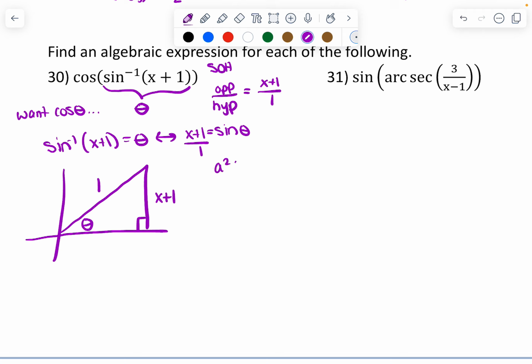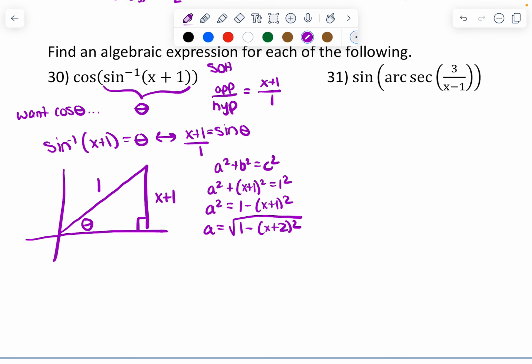From here, we can use Pythagorean's theorem. a squared plus b squared equals c squared. I don't know the adjacent side. I know that b is x plus 1, and then c is just 1. So isolating a, we end up with 1 minus x plus 1 squared, which means a is equal to the square root of 1 minus x plus 1 squared.